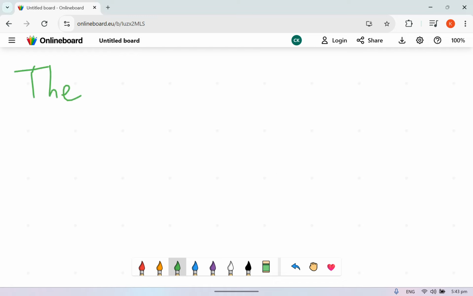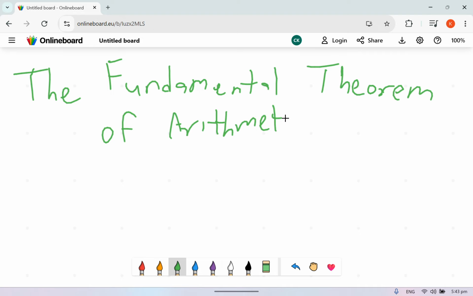If you have watched my video on fun facts about prime numbers, you should know what this is. But it doesn't matter, I will still go through what this is. So, the fundamental... my writing is so messy. This is the fundamental theorem of arithmetic.